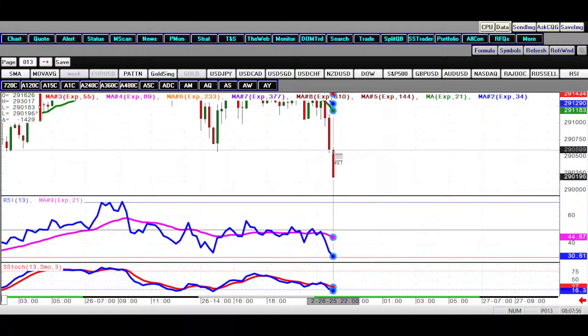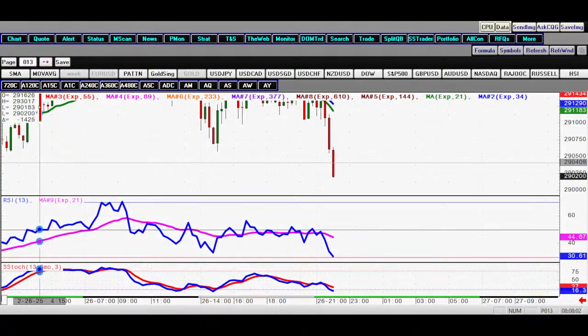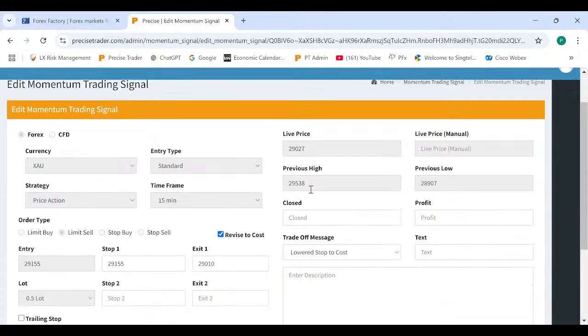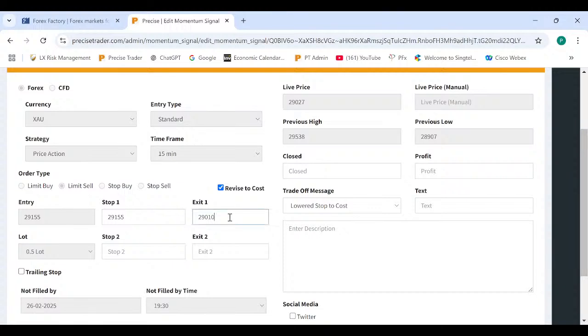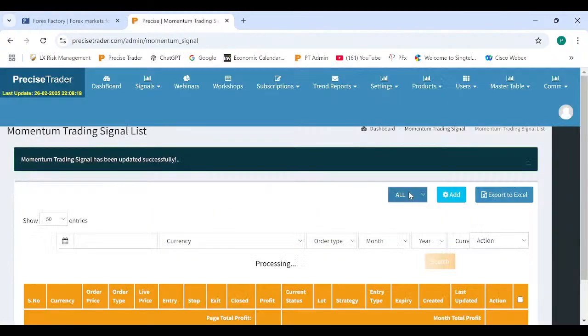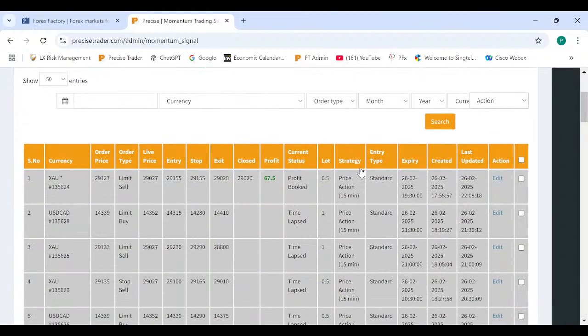Then we will try to re-enter again at 2906. Try to lock in the profit at market. I think right now it's about 0.2, because I don't want to miss this trade. So I think we have locked in the profit. Now we will try to re-enter again.